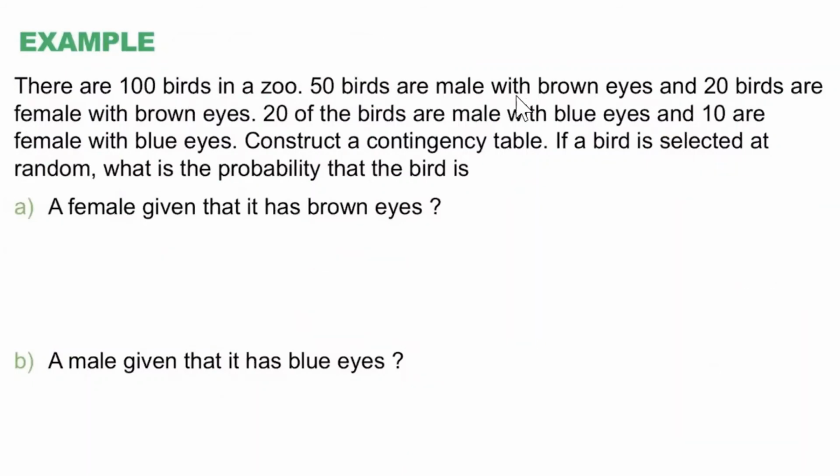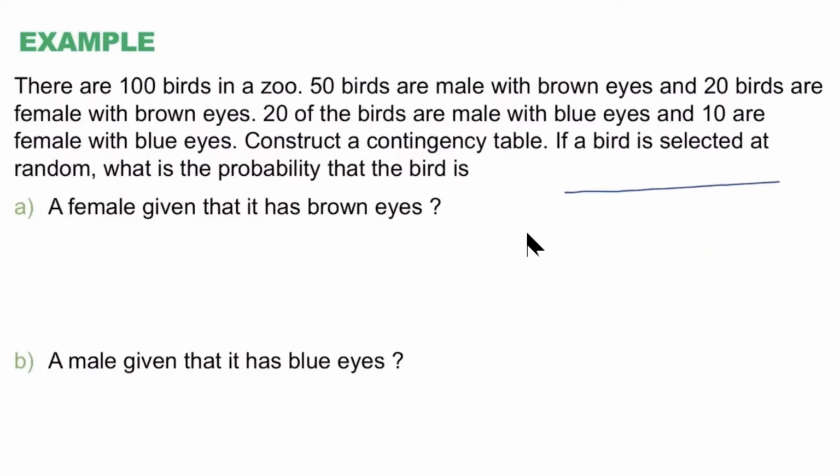They are male and female, and some of the birds are blue-eyed and some of them are brown-eyed. That is what we can see from here. Now, what we are asked to do is construct a contingency table. When we say contingency table, this is the table representing this information given here. So let's draw this table.